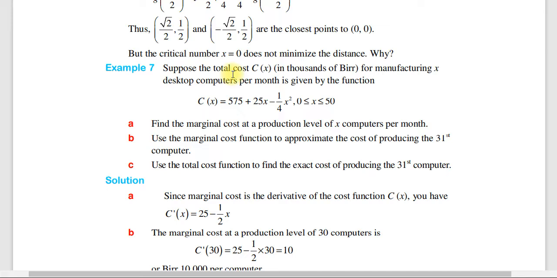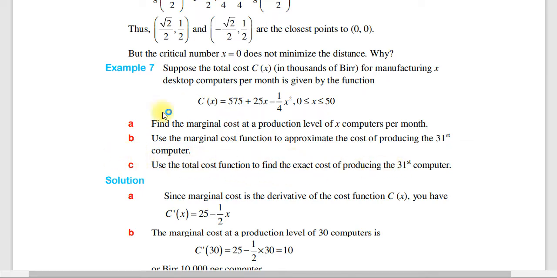For another example, suppose the total cost C of x, in thousands of birr, for manufacturing x desktop computers per month is given by the function C of x equal to 575 plus 25x minus 1 over 4 x square, where x must be between 0 and 50. That is, x is between 0 and 50. A: find the marginal cost at a production level of x computers per month. B: use the marginal cost function to approximate the cost of producing the 31st computer. C: use the total cost function to find the exact cost of producing the 31st computer.